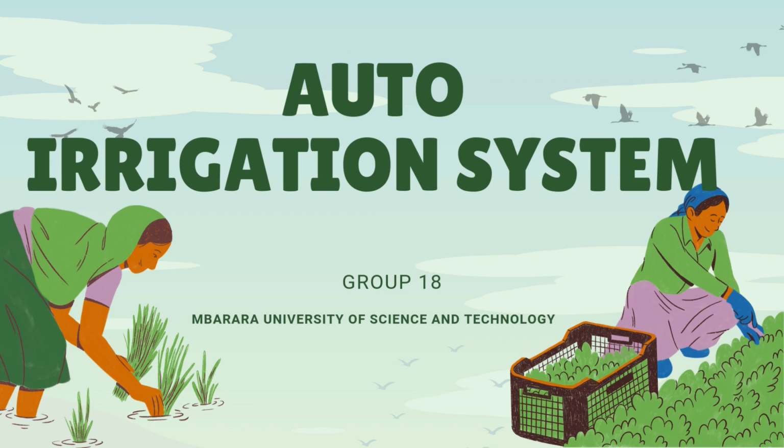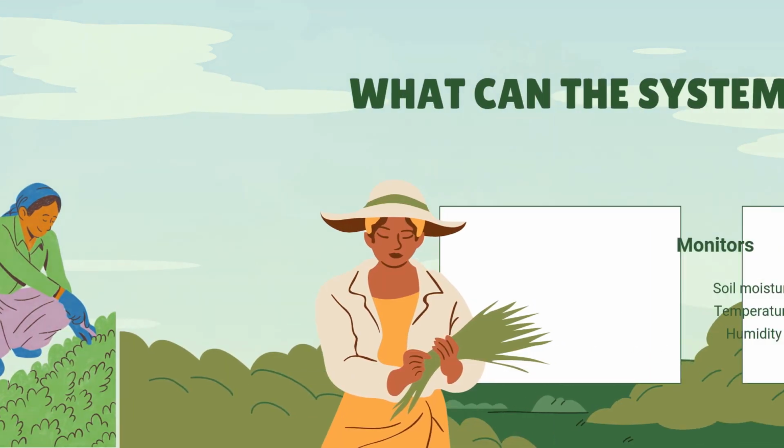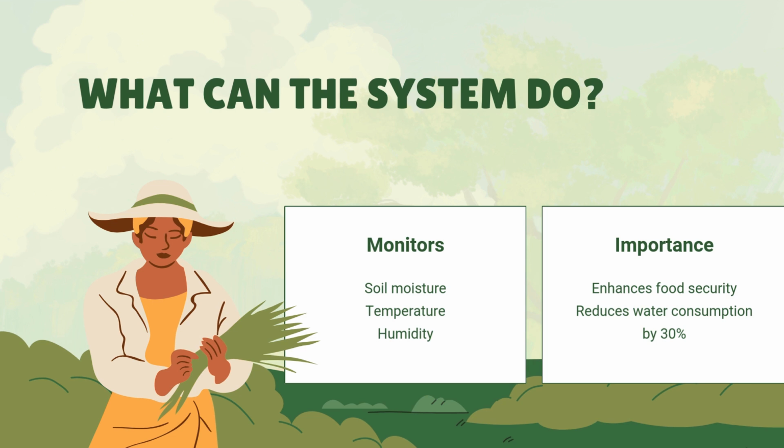Our project is about an auto irrigation system. The developed system successfully monitors the soil moisture, temperature, and humidity while automating irrigation based on predefined thresholds. The system tests indicate the potential for approximately 30% reduction in water consumption through precise irrigation.